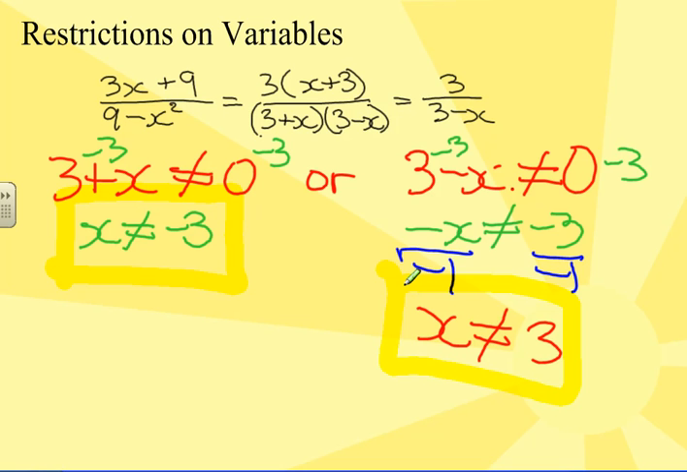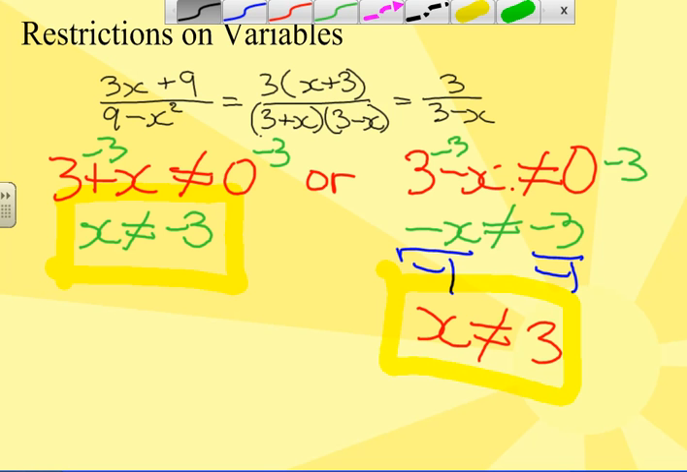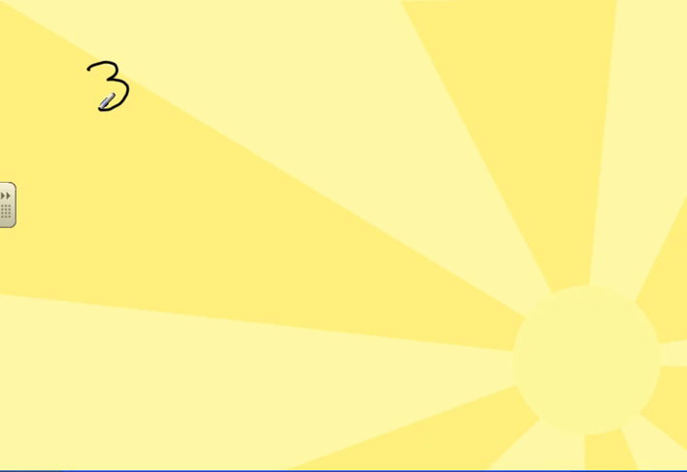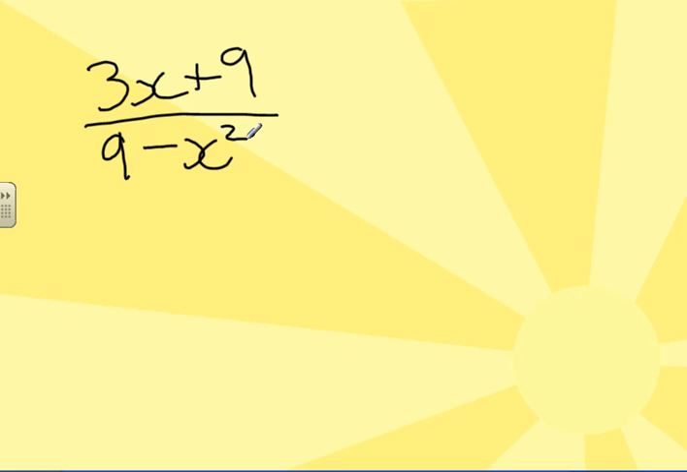Let's double check that to see how it works out. I forgot my equation again. I have 3x plus 9 over 9 minus x squared. Well, let's try x equals +3. If x equals 3, what do I have?